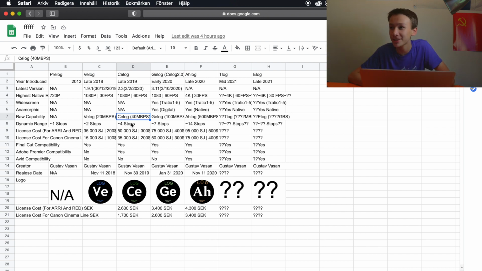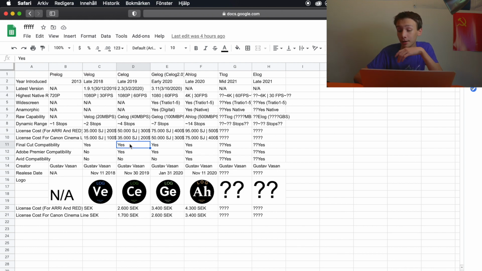This reminds me of like the first iPod. Creator me. Release date was November 30th, 2019. So, yeah, that was a needed update. AhLog logo is right here. It looks kind of nice. All of them have a slightly different font.